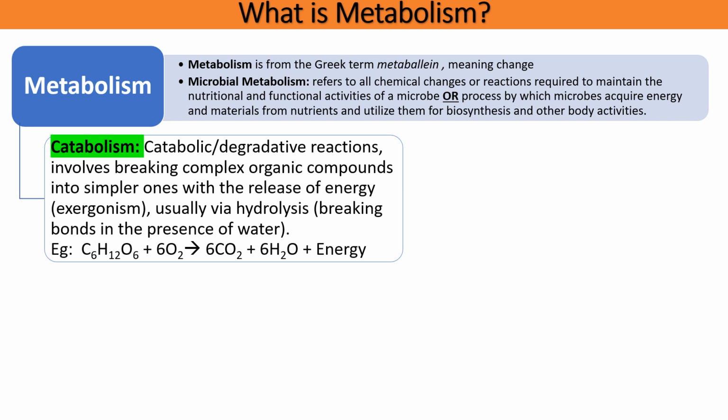The release of energy is otherwise called exergonism. In this case, it means that the reactions produce more energy than they consume. Now, catabolic reactions usually take place through the process of hydrolysis, which are reactions that use water and in which chemical bonds are broken, such as carbohydrates being broken down into glucose, protein being broken down into amino acid, lipids into fatty acid and glycerol, and so on. The energy that is released during this breaking down process is captured in the form of adenosine triphosphate, ATP, which is the energy currency of the cell.